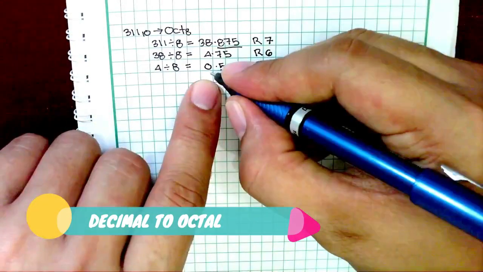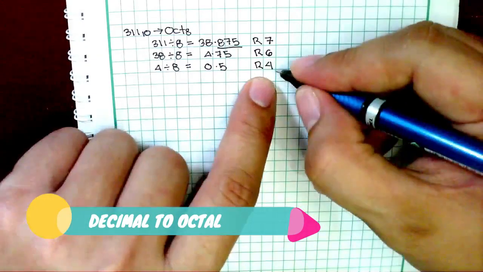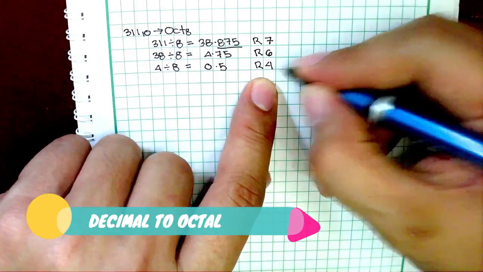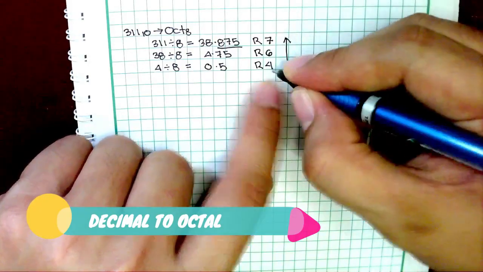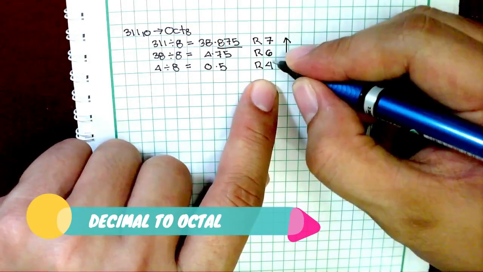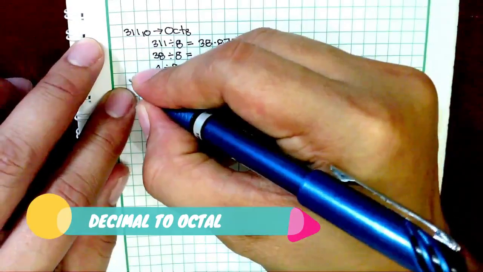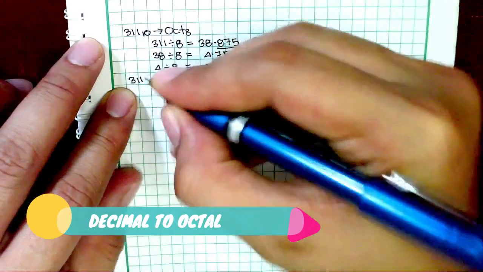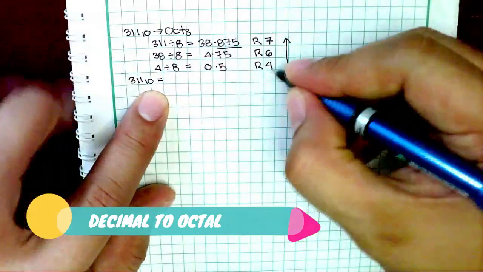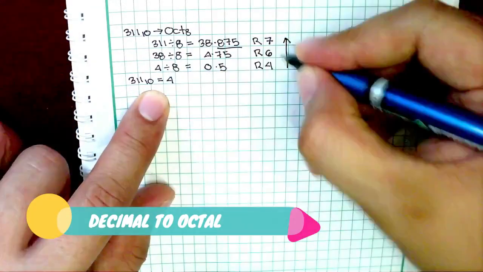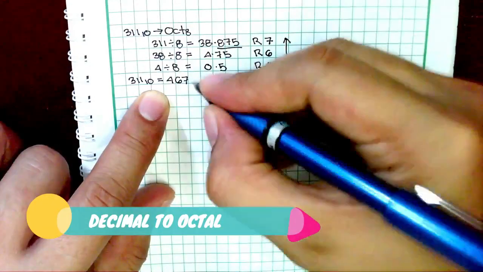So if our whole number is 0, then it means that this is already our most significant bit. So we're going to write our answer starting from the most significant bit to the least significant bit. So 311 in decimal is equal to 4, 6, 7 in octal.